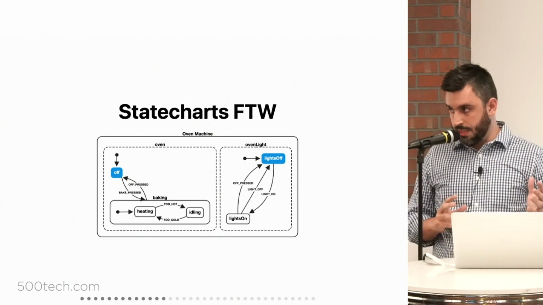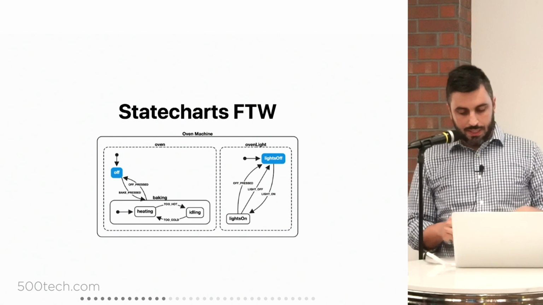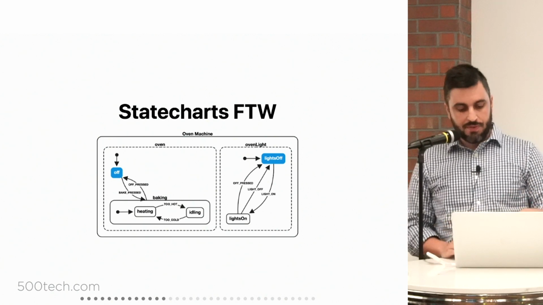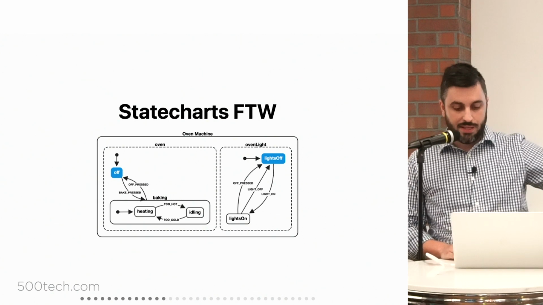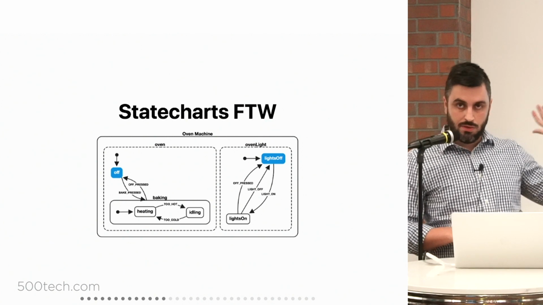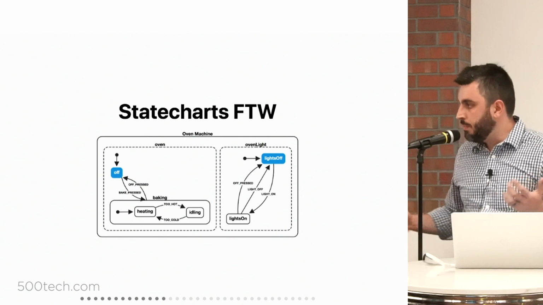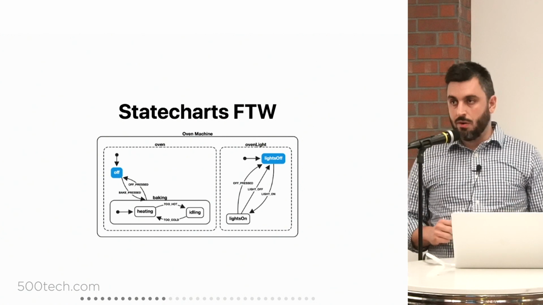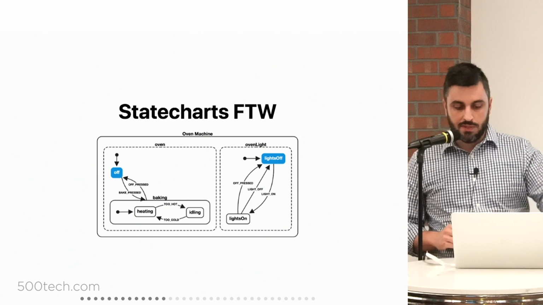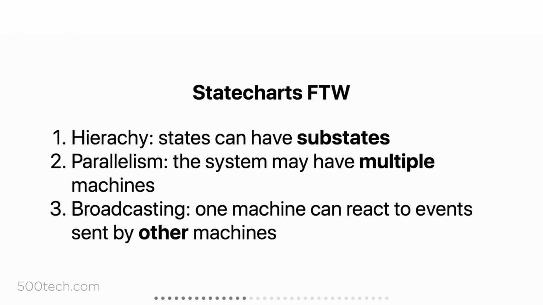A third concept of state charts that we can see here is the off-pressed event that is issued by the oven also affects the oven light. So we have broadcasting. Parallel machines can also react to the same events. So when my lights are on and I press off in the oven, the lights also go off. Summarizing state charts, we have hierarchy, we have parallelism, we have broadcasting.